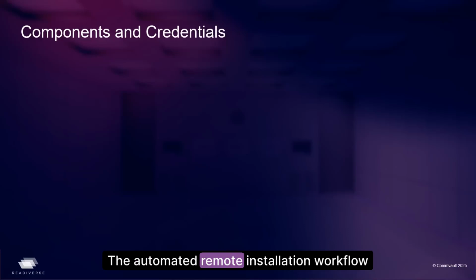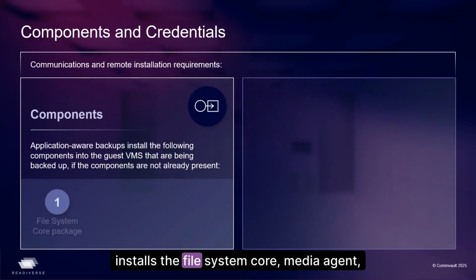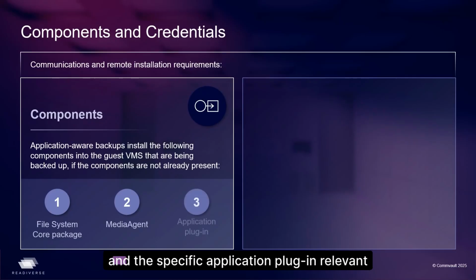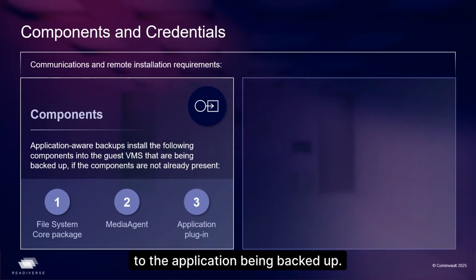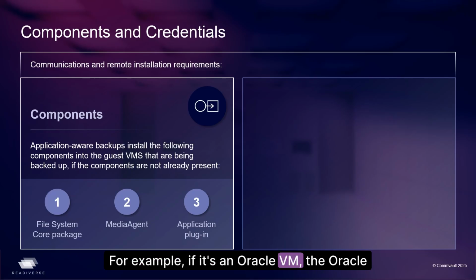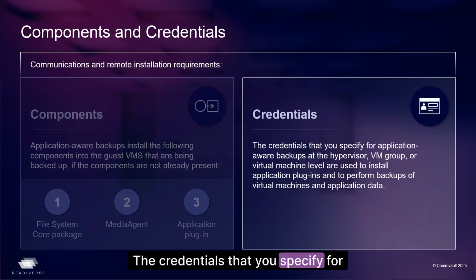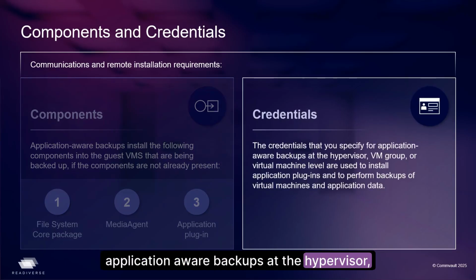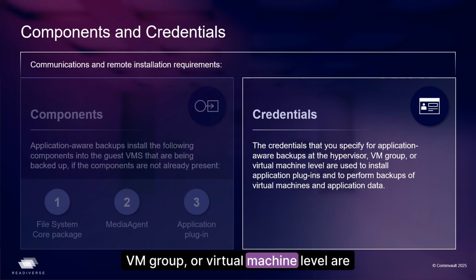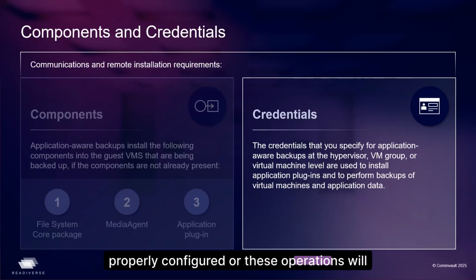The automated remote installation workflow installs the file system core, media agent, and the specific application plugin relevant to the application being backed up. For example, if it's an Oracle VM, the Oracle plugin is deployed. The credentials that you specify for application-aware backups at the hypervisor, VM group, or virtual machine level are leveraged to both install application plugins and to perform data protection operations on the application data per VM. It is critical that account permissions are properly configured, or these operations will fail.